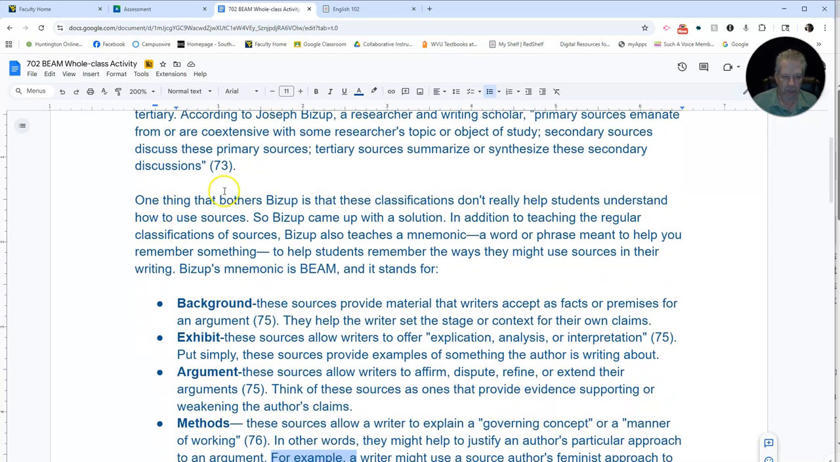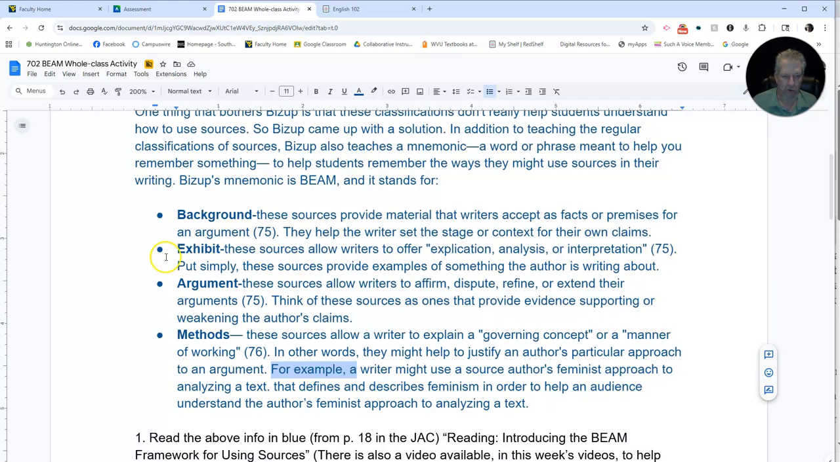But one thing that bothered him was that those classifications didn't really help students understand how to use the sources. So he came up with this BEAM. BEAM stands for background, exhibit, which you can also think of as explanation, explication or example. That's a good way to think of it, as example.